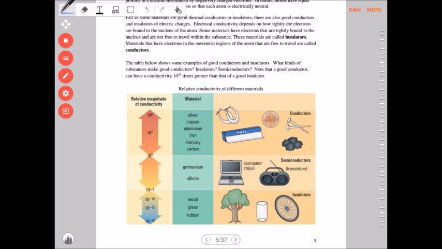But if you have a quick look at this particular chart, the best conductor they're saying is silver, with a relative conductivity of 10 to the 8th. Then we have copper, aluminum, iron, mercury, carbon. So this chart is saying that carbon is still a good conductor. It's just not as good as some of these other ones. Now, in this middle range we have these semiconductors, and I'll define them here in a minute, like germanium, silicon. And then insulators are wood, glass, rubber. Look at rubber, like 10 to the minus 15.